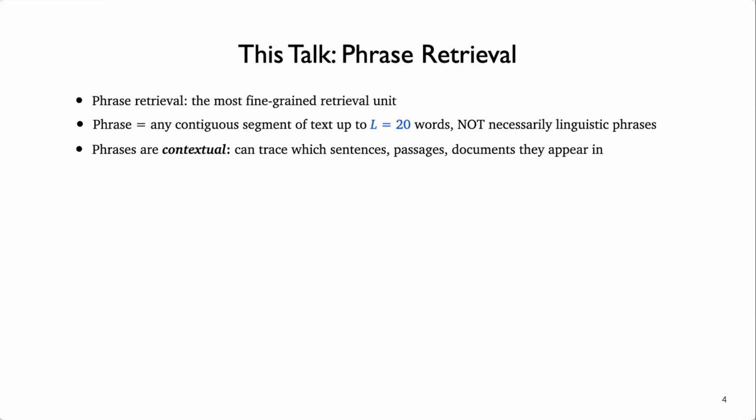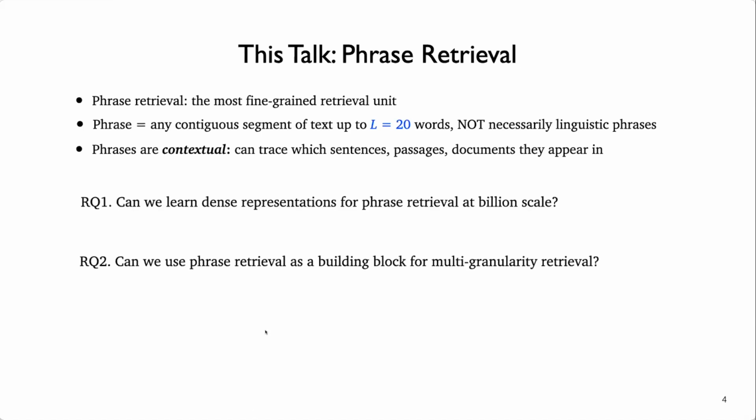There is also a very important notion here: the phrases are contextual. The phrases do not just mean the words contained in the phrase. They also include all the context that this phrase appears in. That means that if you can find the phrase, you can also know which sentence, passage, or document this phrase comes from. Today I would like to discuss 2 research questions.